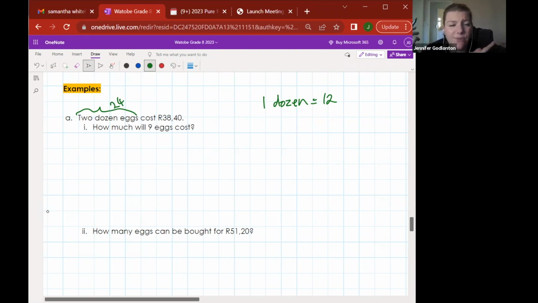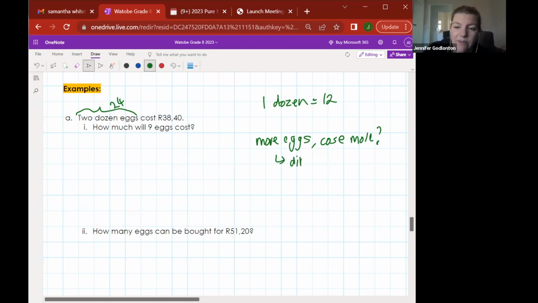Yeah, again, the first very important thing is for us to figure out if this is direct or indirect. And so if we have more eggs, is it going to cost more money? Basically, that's my first question. The more eggs I buy, is it going to cost more money? If that's yes, then it is direct. If that's no, then it is not. Good, it is direct because both would be increasing.